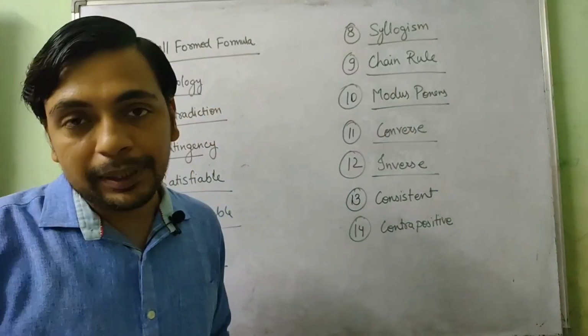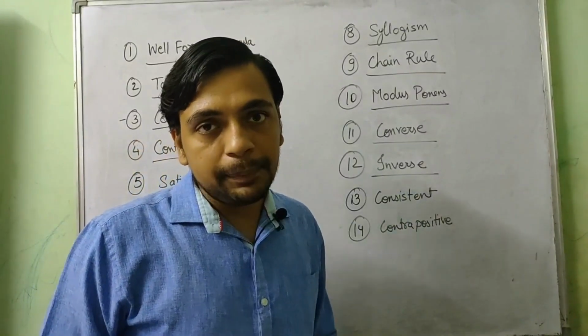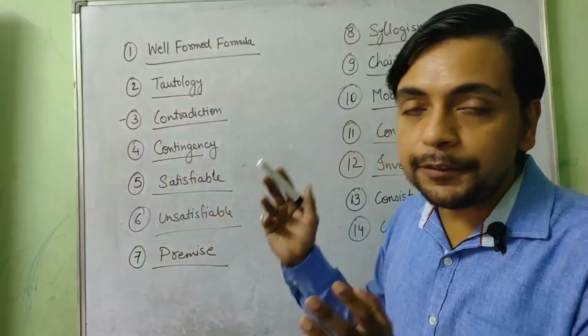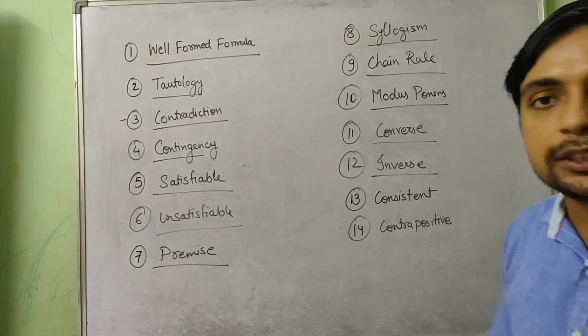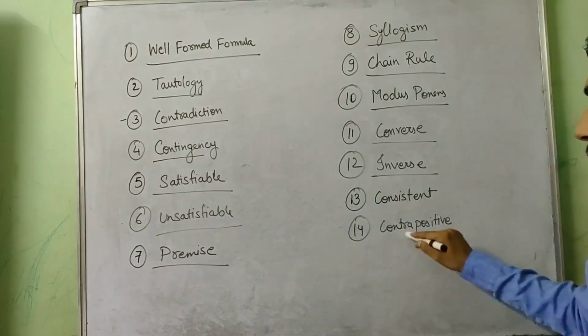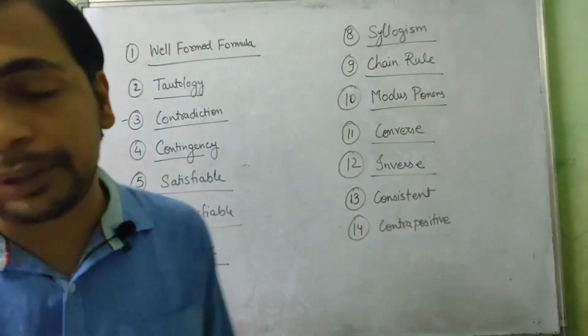And the last one is contrapositive. It is just the opposite of modus ponens. That means if the consequent is false, the antecedent should also be false. If the consequent is false and the antecedent is also false, then it is contrapositive. So these are the 14 definitions that we are going to understand today.